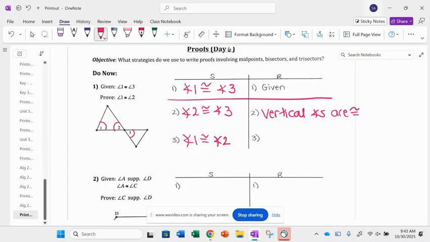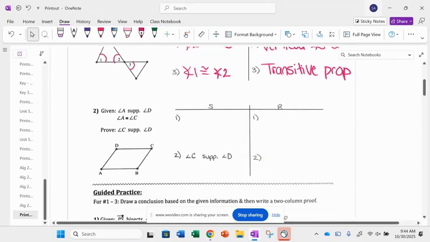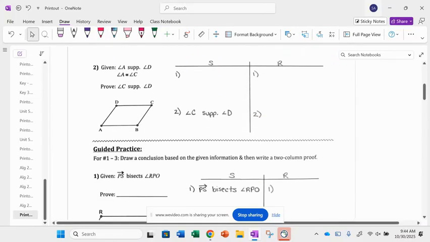Yeah, what is that? It's one word when it has a whole chain of congruency. Caitlin? It is transitive. How many people got that right? Amazing.